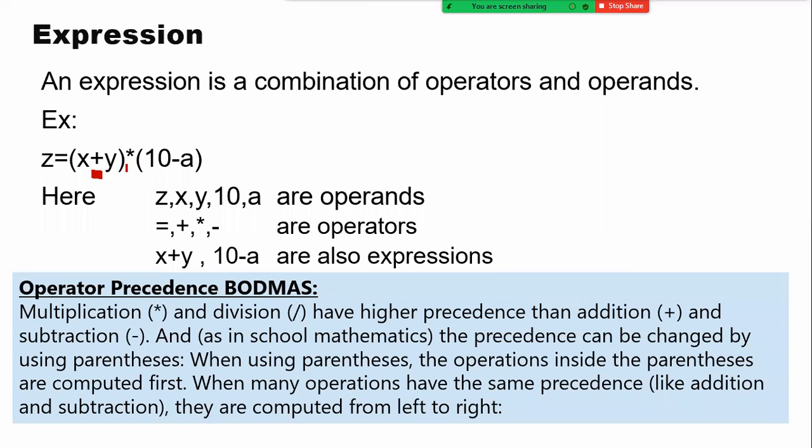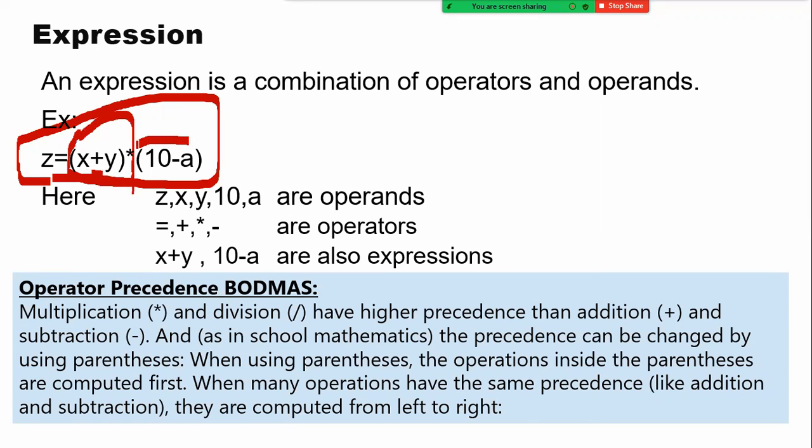Like I have one symbol, the multiplication symbol. Remember, we use the star symbol. When I use the star symbol, it indicates that it's a multiplication operator. It does the multiplication of values. Now, the whole thing is called an expression. Whereas this x plus y is a sub expression, a smaller expression. This 10 minus a is also a smaller expression. The whole thing is said to be one expression.